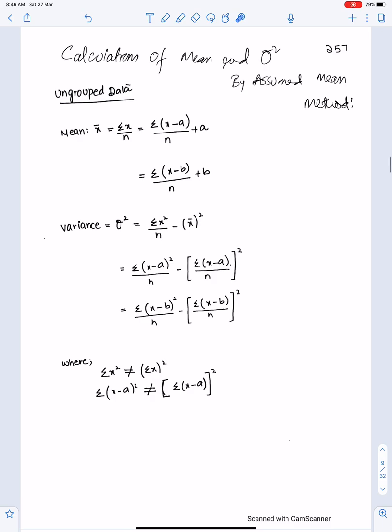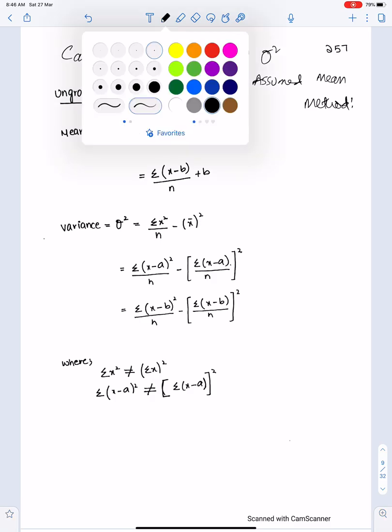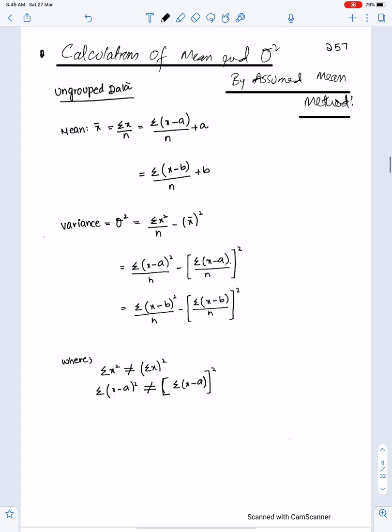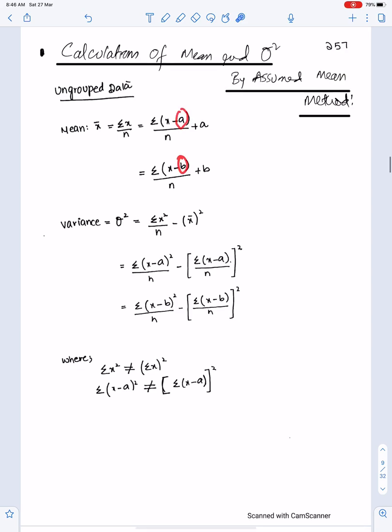Well, calculations of mean and variance by assumed mean method. This is the topic: calculations of mean and variance by assumed mean method. Assumed mean means this letter A is the assumed mean. This B is the assumed mean.